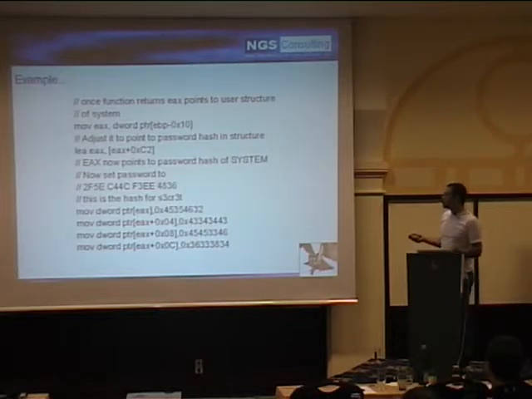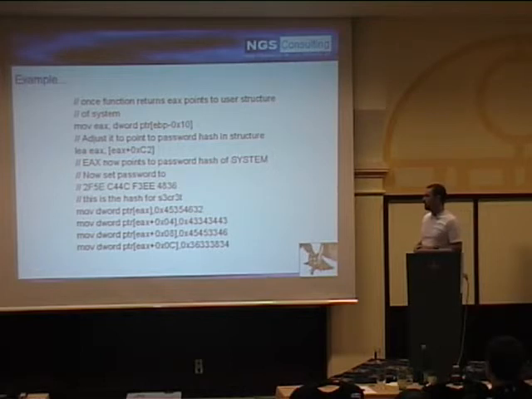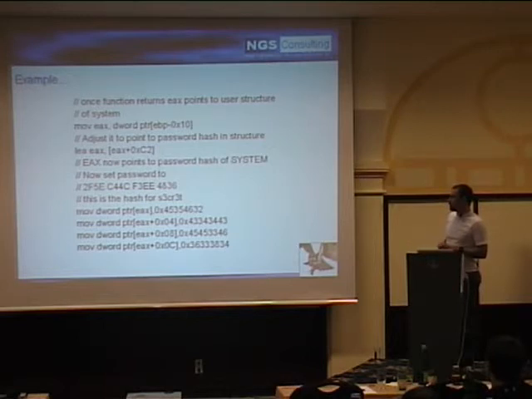We then make some modifications to that. So 0xC2 bytes into the structure, we get the beginning of the password hash. So this here is the password hash. And that's the password hash for the system user when it has a password of secret like that. So we then overwrite the extant password hash there.